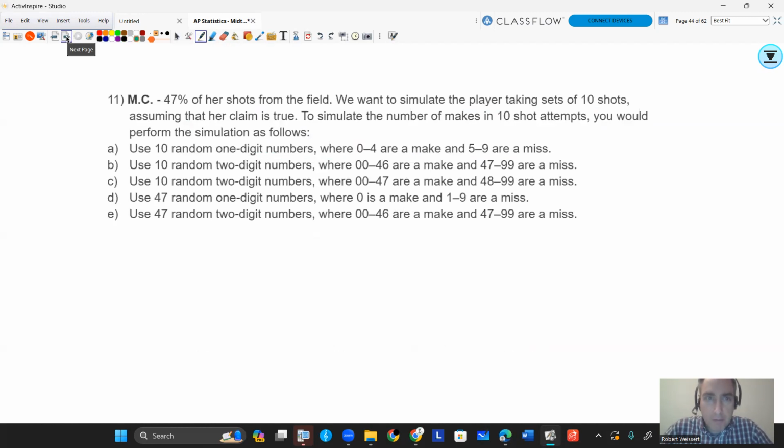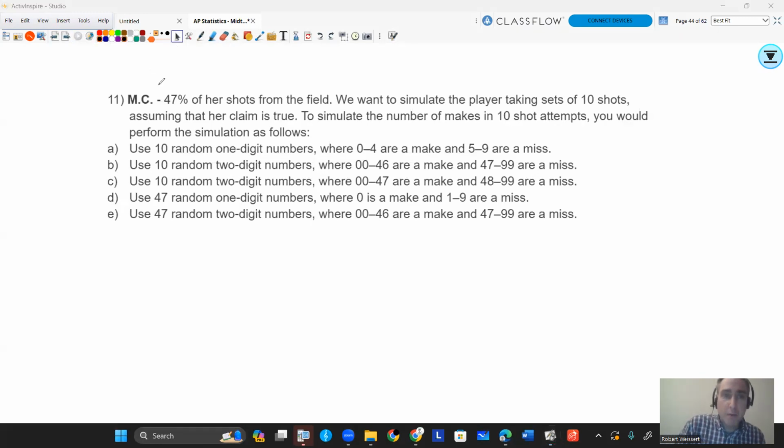47% of her shots from the field. We want to simulate a player taking sets of 10 shots, assuming that her claim is true. I believe there's some missing information on here, but this question is talking about a person that makes 47% of the shots on the field. We are trying to simulate this 47%. So we're taking 10 shots. Let's think about how that looks.